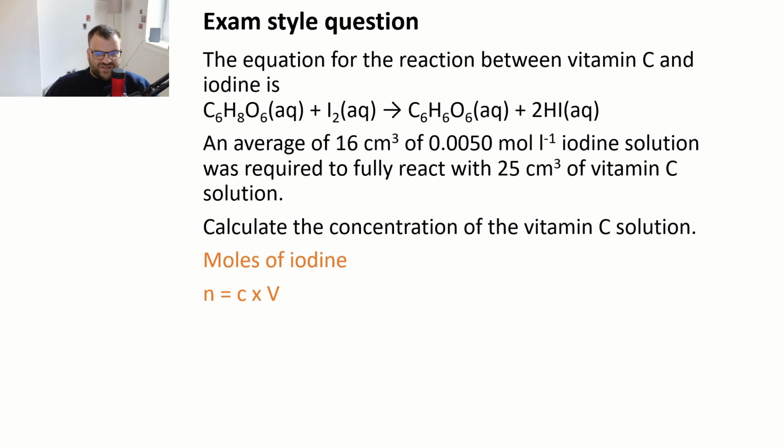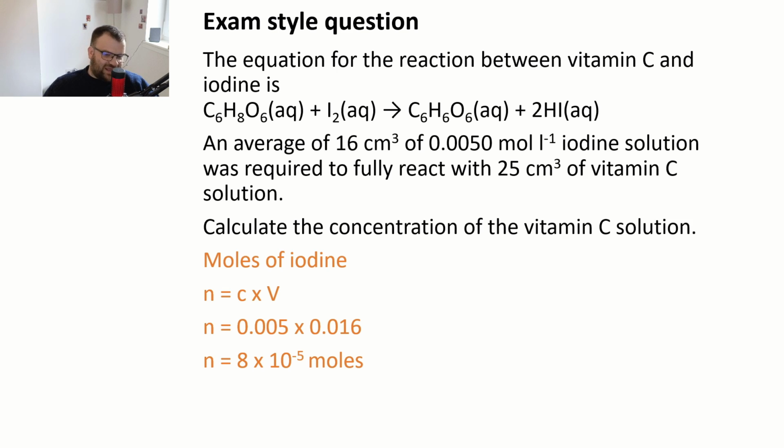The number of moles is 0.005 and the volume is 16 centimeters cubed, or 0.016 litres, dividing 16 by 1000. Pop that in the calculator gives us 8 times 10 to the power of minus 5. We could write that as 0.00008 or 0.8. Easier, nicer, neater looking at it this way.